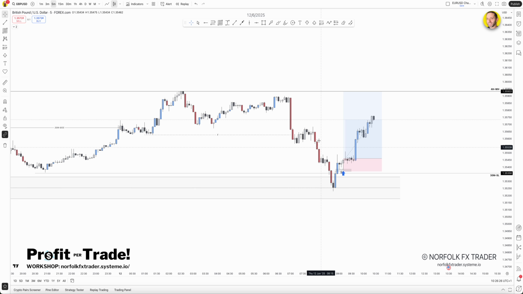Now, many of you may be looking at this saying we're very bearish on a 5-minute. We should be selling. And that is where many of you get caught in the trap of thinking because price is bearish, you're going to continue to sell. And that's not what you should be doing.